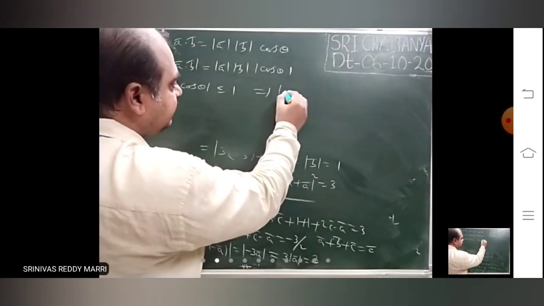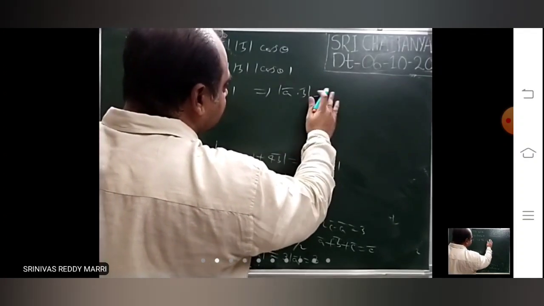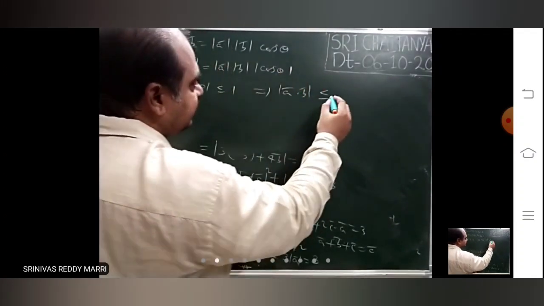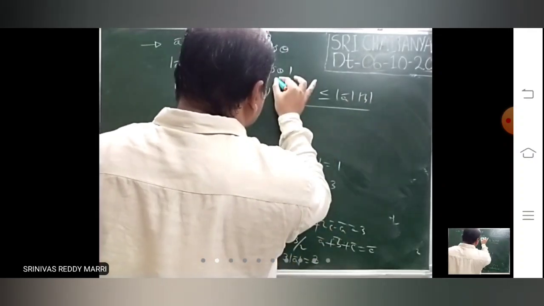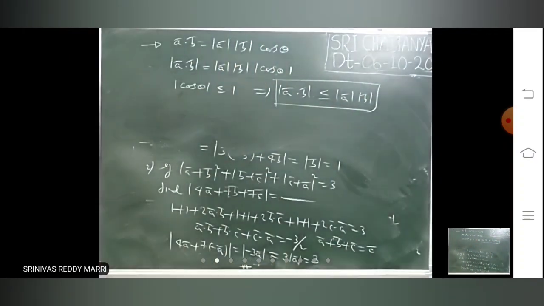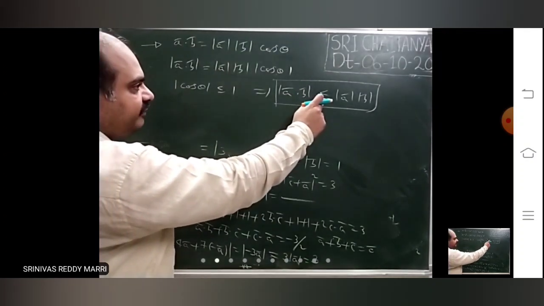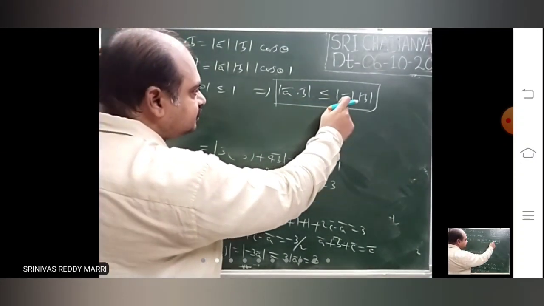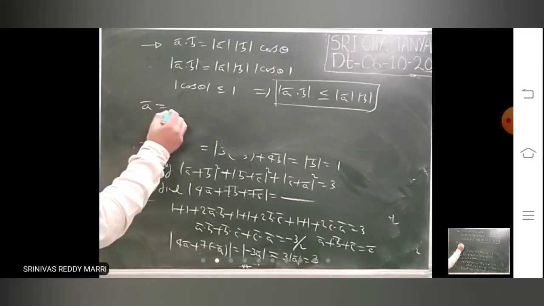That means it leads to one inequality. Modulus A bar dot B bar is less than or equal to modulus A bar into modulus B bar. Suppose, look at how the inequality can be used.